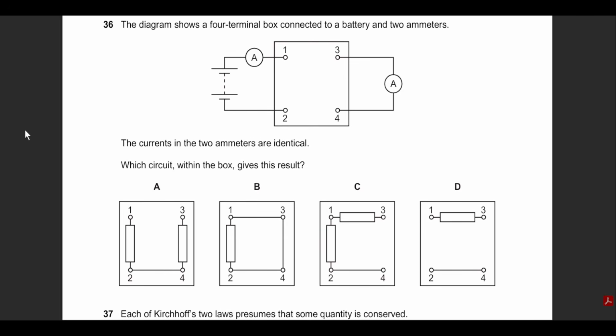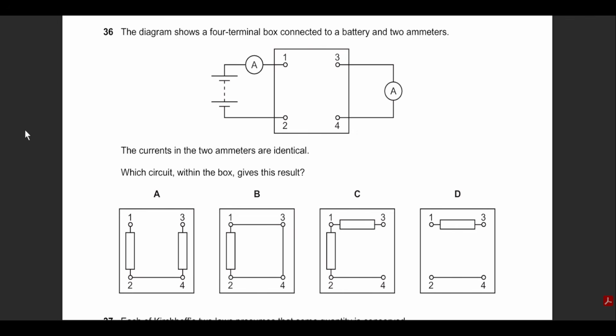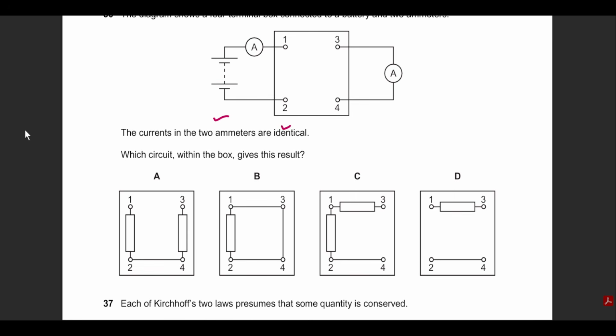All right. Let's move on to question number 36. This is quite easy and straightforward. He says that the ammeter readings are identical, which means that whatever is happening, it should have produced a constant reading.